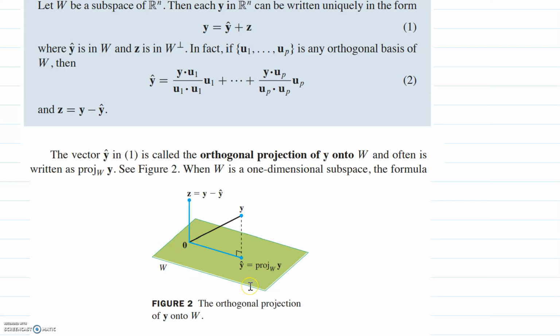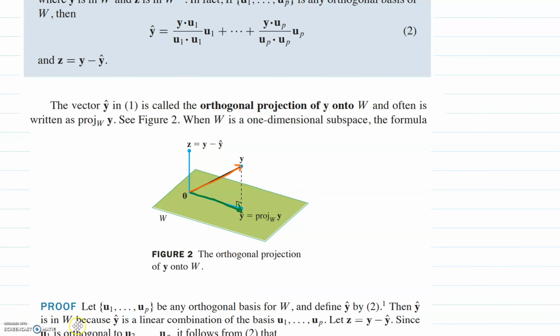Here the green is the subspace W, and here is the vector y in orange, and y hat is considered the projection of y onto W. So there it is right there in green. If you subtract y minus y hat, you end up with the dotted line right here, this z. The orthogonal projection of y onto W is what this is.